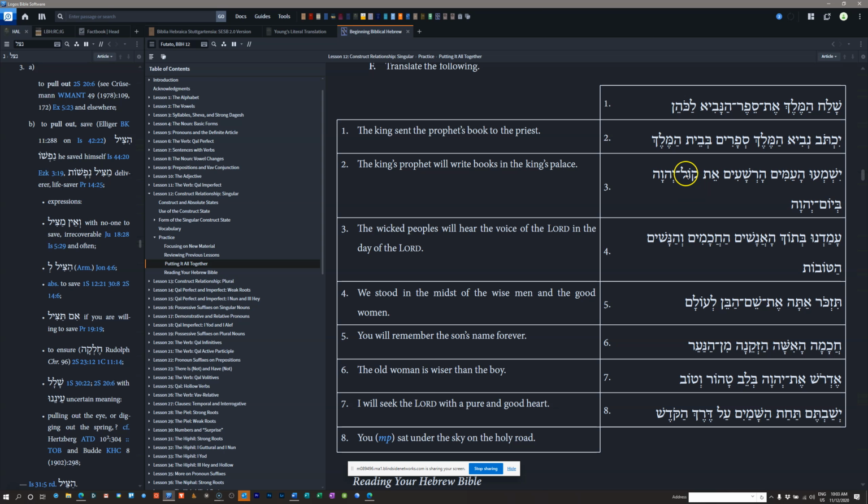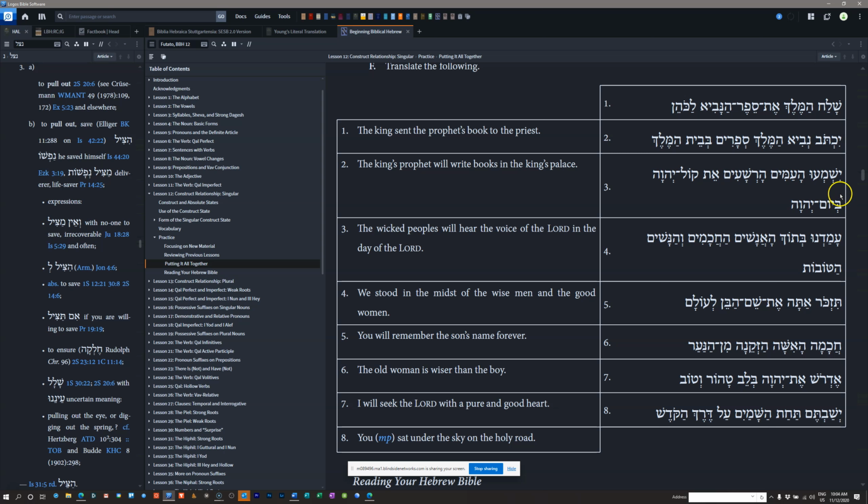Kol here is in construct. We can tell by the makef. We have to look to our absolute to determine the definiteness of the construct. The absolute has no article and no possessive suffix, but Adonai is a proper noun, which means that this is going to be definite by nature. So we have the voice of Yahweh, the voice of Adonai, the voice of the Lord. The wicked peoples will hear the voice of the Lord.